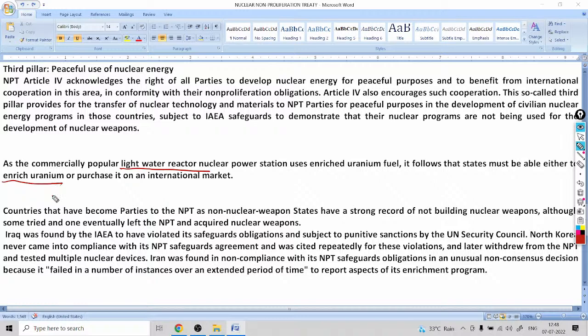Fine. And uranium enrichment can be done by the country on its own, or it may purchase enriched uranium from the international market. Two options are left before it. One is that the country can purchase enriched uranium from the market, or the country may use technology for enriching uranium to be used in its nuclear power plants, which are based on light water reactor technology. Fine.